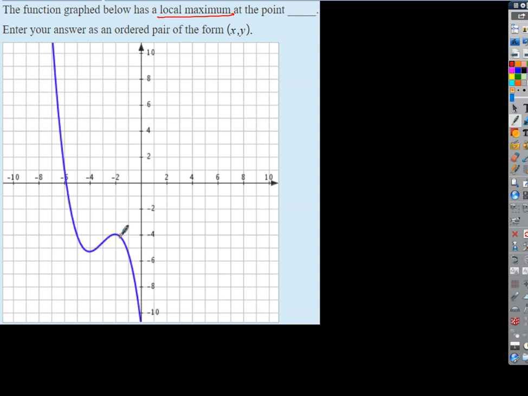Negative 2, negative 4, right? When the ant's standing there, he's on the top. It's not a very big one, but he's on the top of a peak, right? Okay, that's a local maximum. Anything that looks like a peak is a local maximum. Anything that looks like a valley, no matter how small, is a local minimum. So he has a local maximum at coordinates negative 2, negative 4. Make sense?